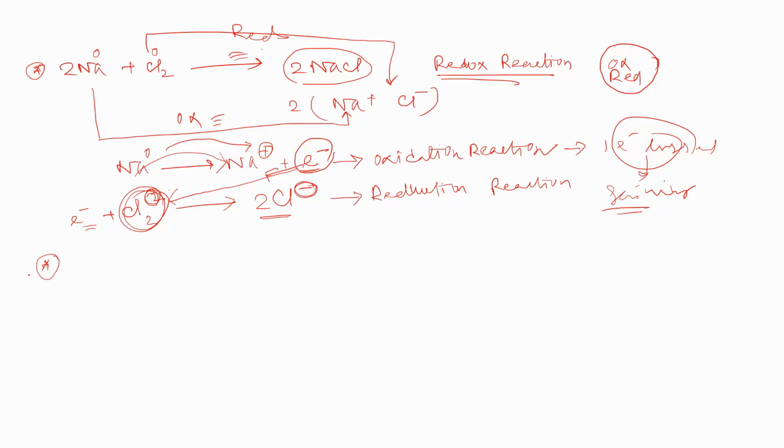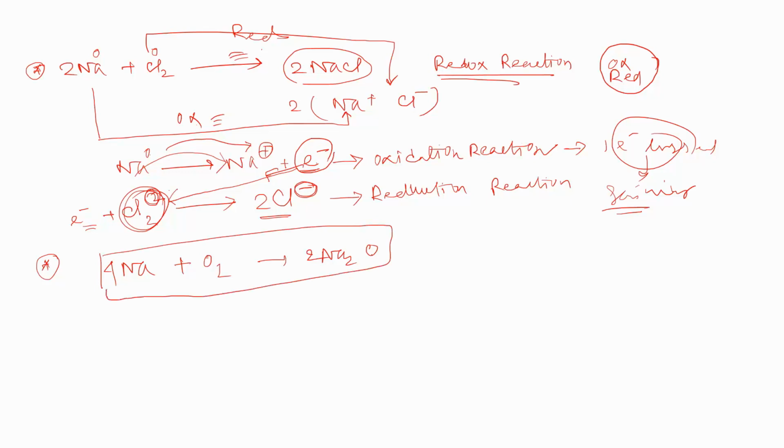Another example I will show you here. Sodium in the presence of oxygen will form Na2O. So if I balance, suppose this is a 4 and it will be the 2. So this is one redox reaction. But I have to know which is the oxidation reaction and which is the reduction reaction.